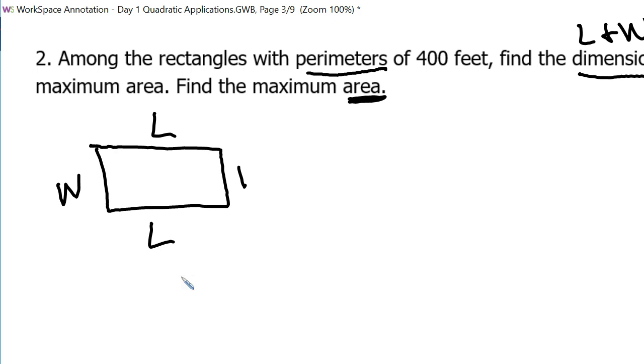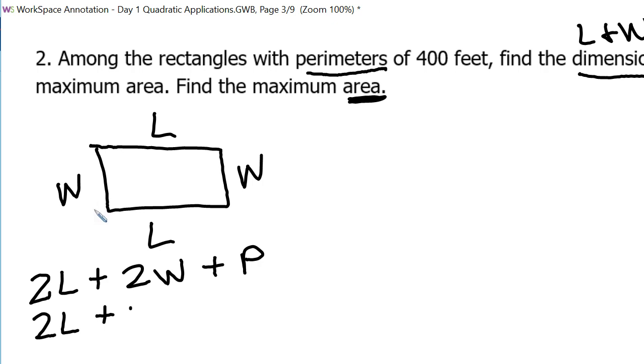And that first sentence talks about the perimeter. What is the perimeter formula for a rectangle? Yes, perimeter means add all the sides together. So we have 2 lengths and 2 widths. So 2L plus 2W equals perimeter. But they didn't tell us what the perimeter was. What is the perimeter? 400. So for P, substitute in a 400. Now keep that equation by itself for a little bit. We'll come back to it in a second. So that was the first sentence. 2L plus 2W equals 400.